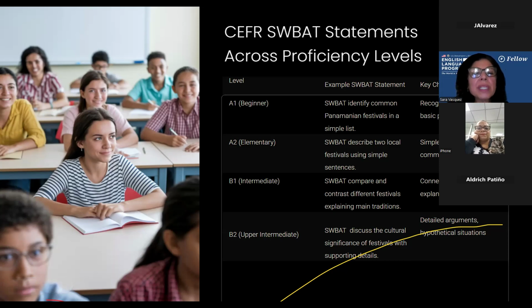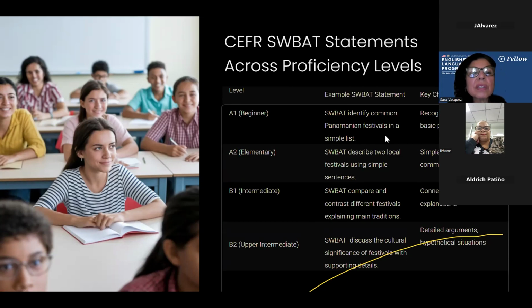So go ahead and read the SWOBAT statement if you're available, Joelle. Students will be able to identify common Panamanian festivals in a simple list. Very good. Can you see that the key characteristics for that level, for a beginner, is to recognize maybe the festival if you show them a picture, or to use a single word to name the festival that they're looking at, or to use a basic phrase to name the festival.